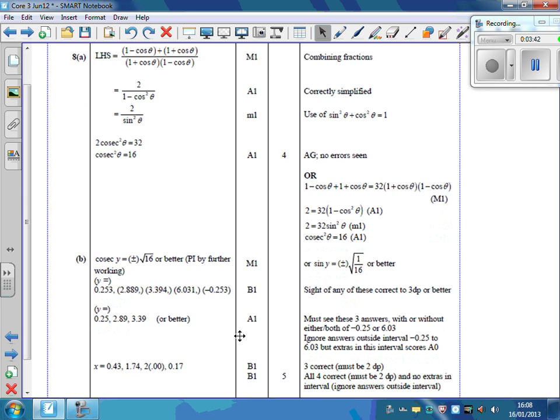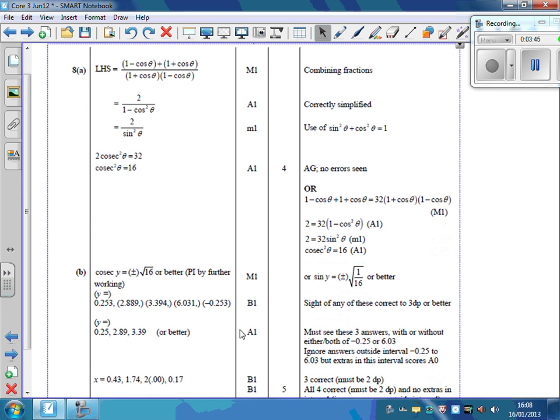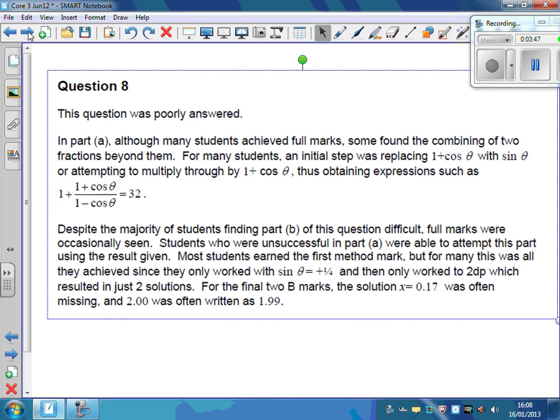Mark scheme here. And examiner's report. This question was poorly answered.